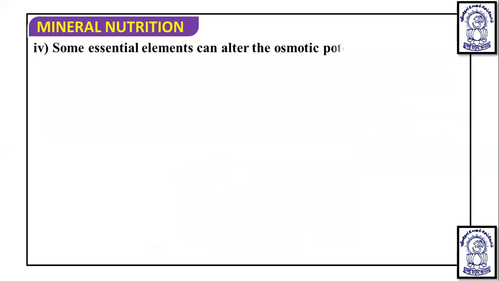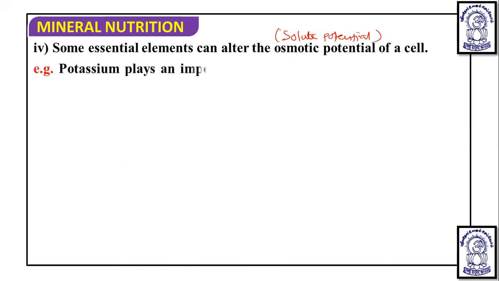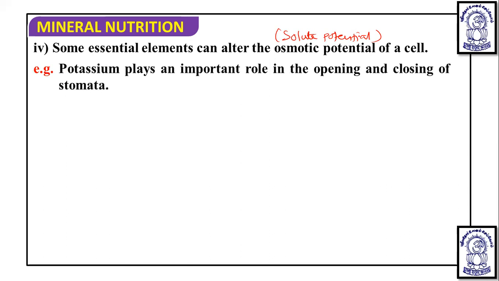Apart from this, the other function is that some elements also alter the osmotic potential of the cell. Osmotic potential means solute potential. In the previous chapter, we understood that osmotic potential or solute potential is the lowering of water potential due to the addition of solute. So it is the magnitude of solute to lower the water potential. We have already understood that potassium is important for the opening of stomata, so potassium plays an important role in opening and closing of the stomata.